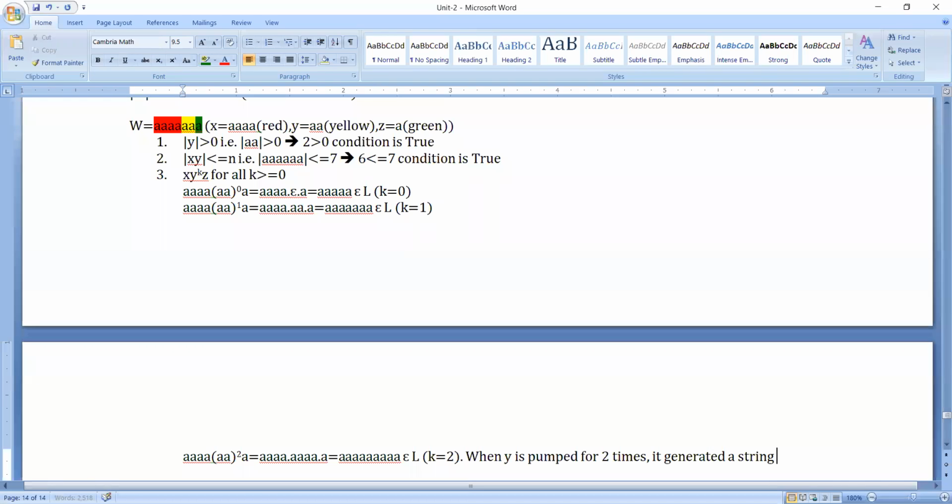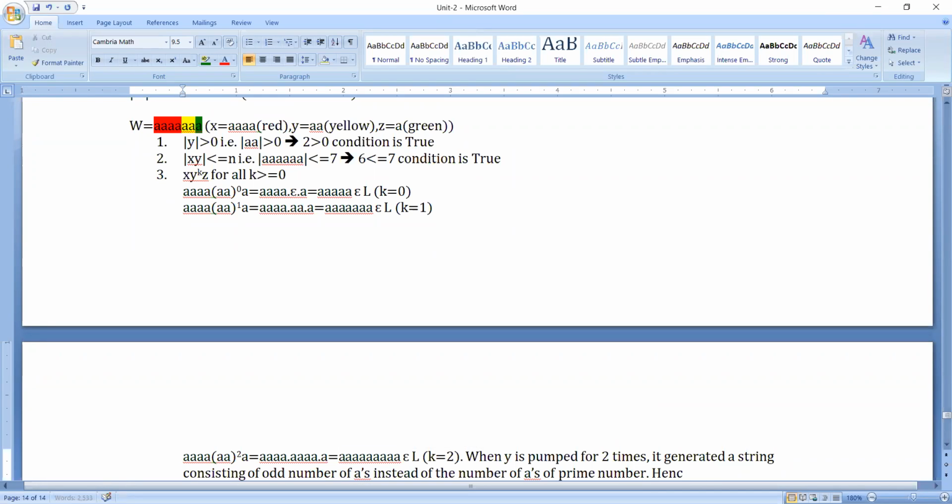it generated a string consisting of an odd number of A's instead of what? Instead of a prime number of A's. Or I can write, instead of the number of A's being prime. So hence we are able to generate a string which is not belonging to the given language.